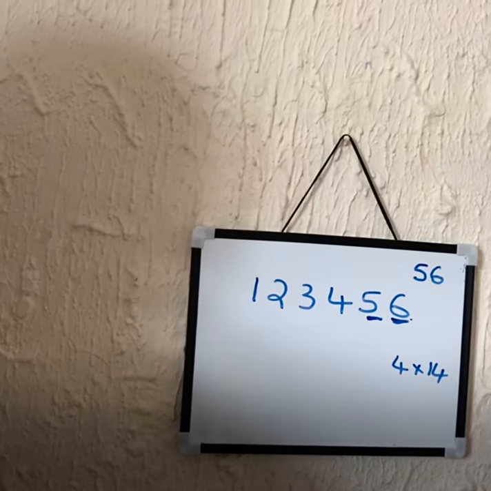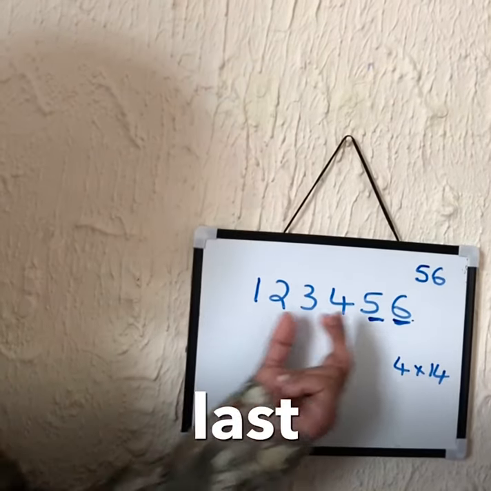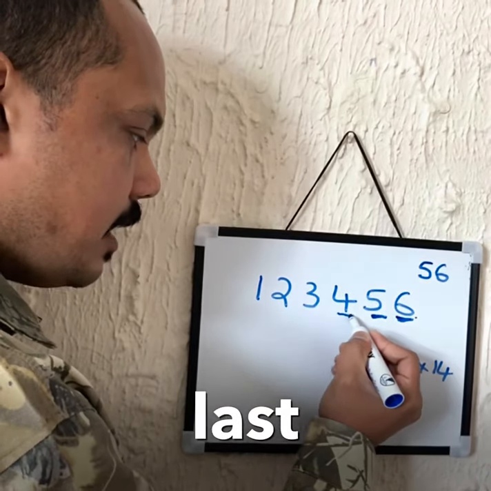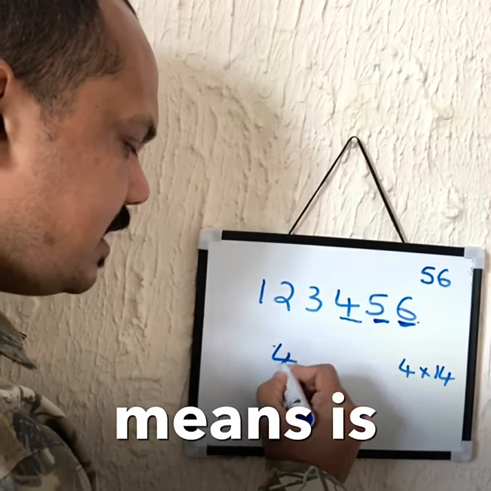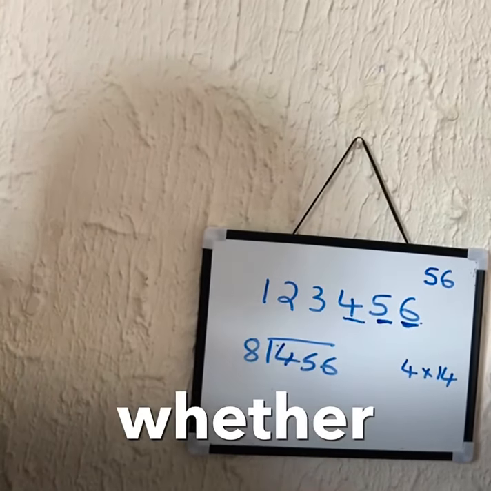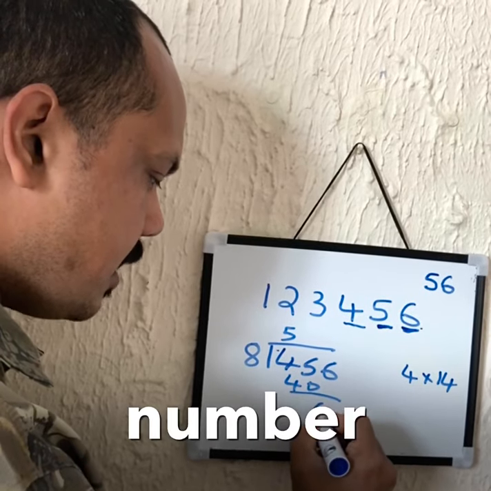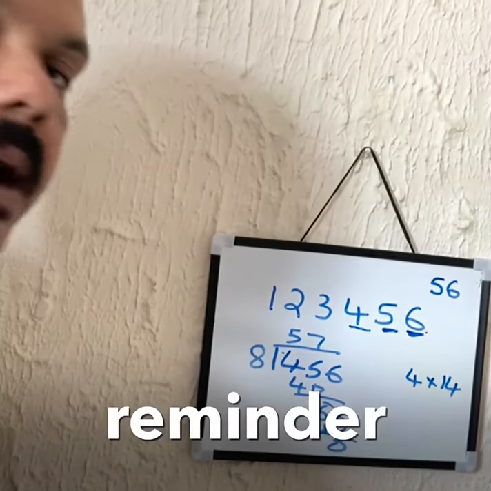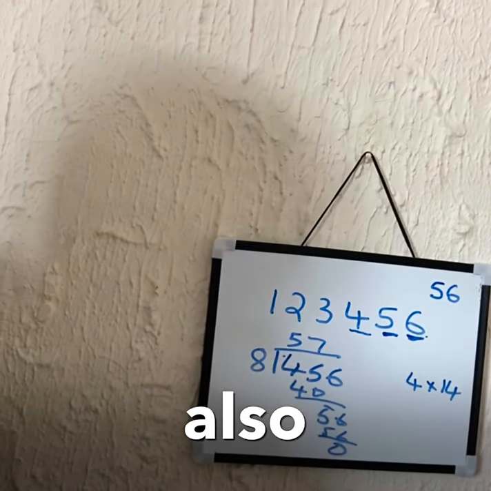Now the last case is whether this number is divisible with 8. As I told you earlier, the last three digits are to be taken into consideration. So the last three digits in this number are 4, 5 and 6, which means, is 456 divisible with 8? Let's check. As you can see here, this number is also divisible with 8 because you get a remainder 0. So definitely 1, 2, 3, 4, 5, 6 is also divisible with 8.